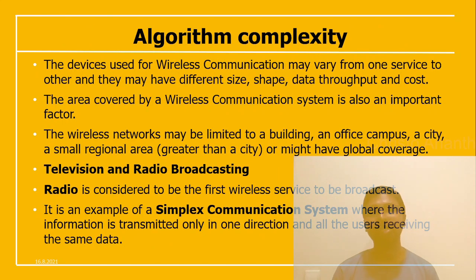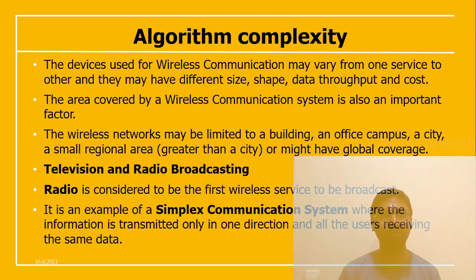The devices can vary from service to service because of different size, shape, data throughput, and of course cost. The area covered by the wireless communication system is also a very important factor. It might vary from building to building, office, campus, city, a small area, or maybe global coverage.